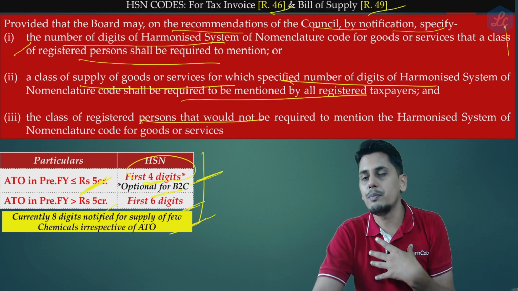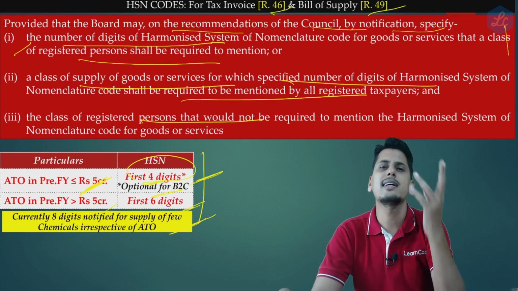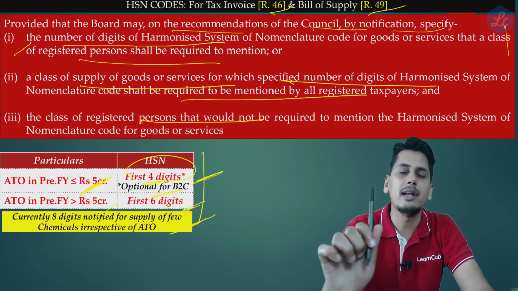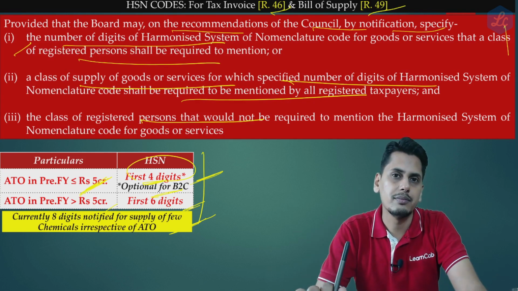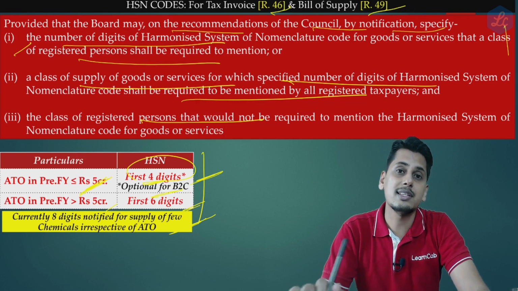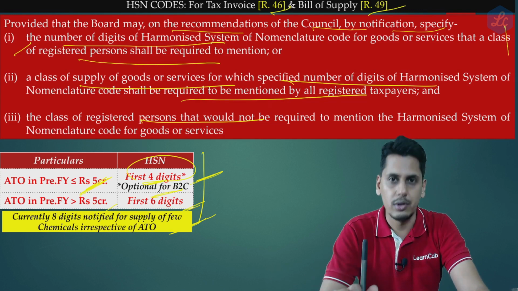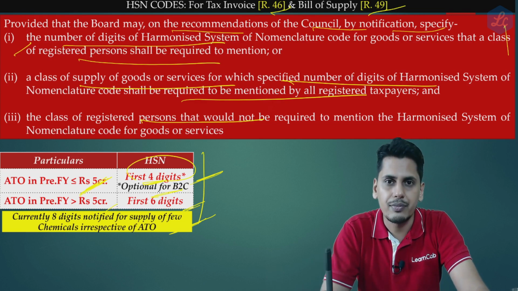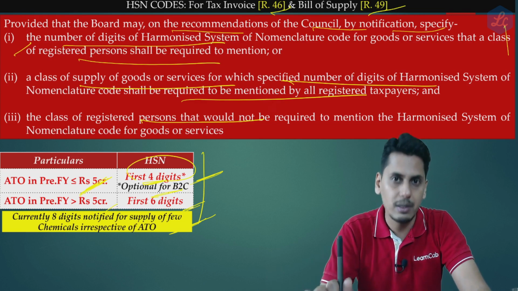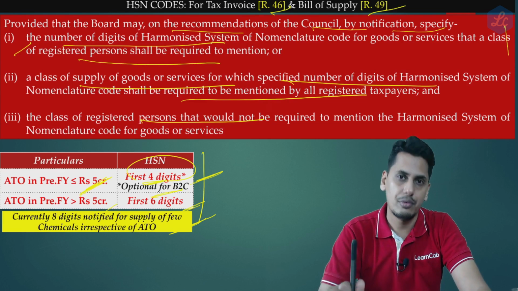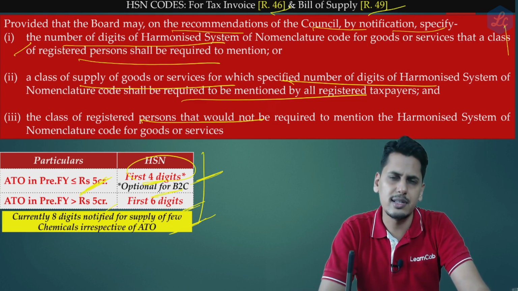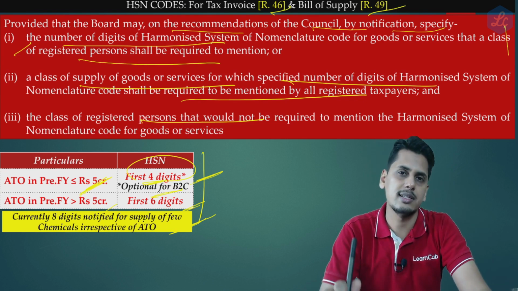Let's suppose, friends, I am a person whose ATO in the preceding financial year was some 1.5 crores. Now friends, if I am supplying this pen, which is not a notified product, the number of digits of HSN which I need to mention is the first 4 digits. However, if this pen is being supplied under category B2C, I am supplying to an unregistered person, then for me it is not mandatory to mention the first 4 digits of HSN code. I need not even mention the HSN codes.